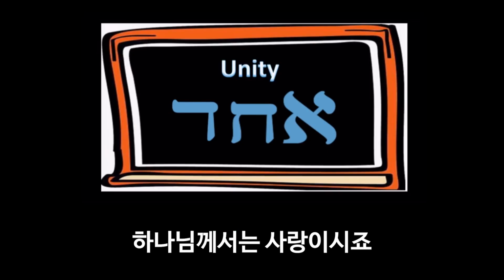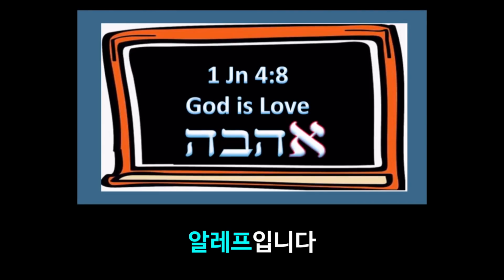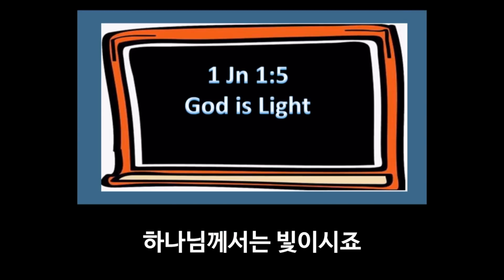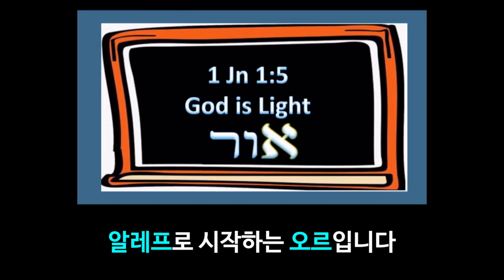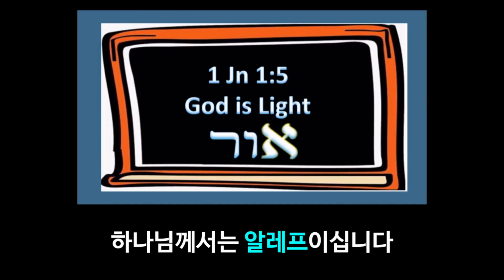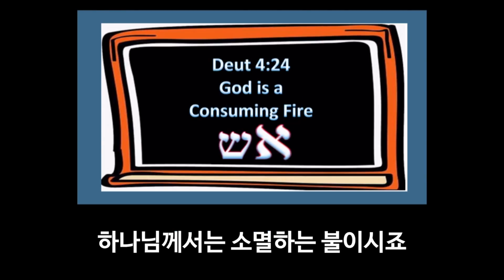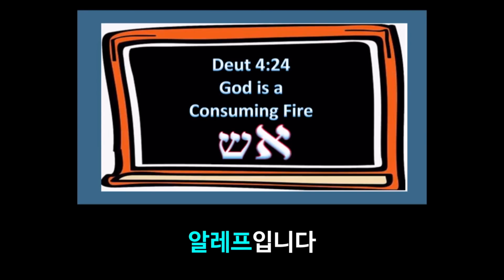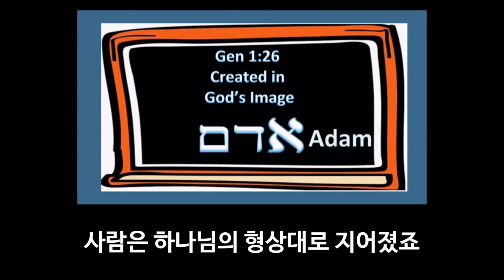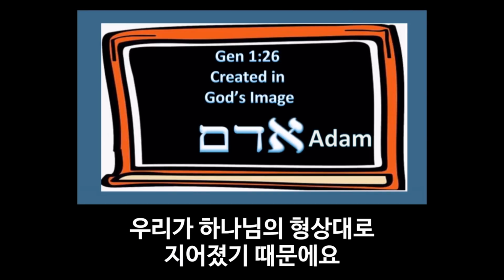Aleph. God is love. Guess what? The word for love begins with what letter? Aleph. God is light. What do you think the Hebrew word for light is? It begins with the letter Aleph. It's Or. God is the Aleph. He's the Aleph and the Tav. God is a consuming fire. What does it begin with? Aleph. Man is created in God's image, so we find Adam begins with the letter Aleph because we're created in God's image.